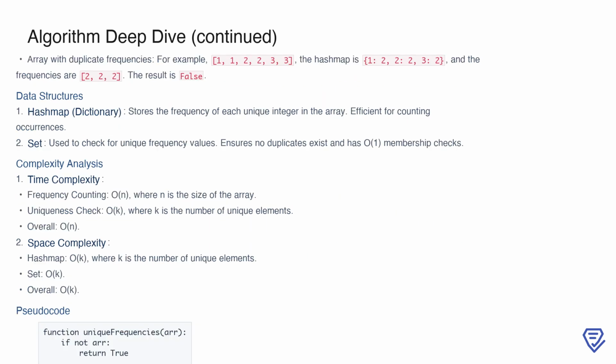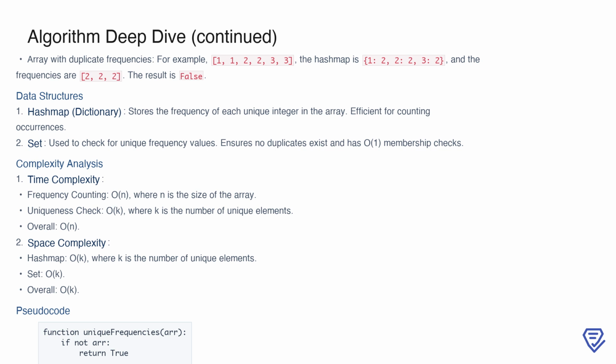When dealing with arrays that have duplicate frequencies, the algorithm still works seamlessly. For example, take the array 1, 1, 2, 2, 3, 3. The hash map for this array would be 1:2, 2:2, 3:2, and the frequency list would be 2, 2, 2. Here, converting the list to a set results in 2, which has a size of 1, while the frequency list has a size of 3. Since these sizes differ, the frequencies are not unique, and the result would be false.